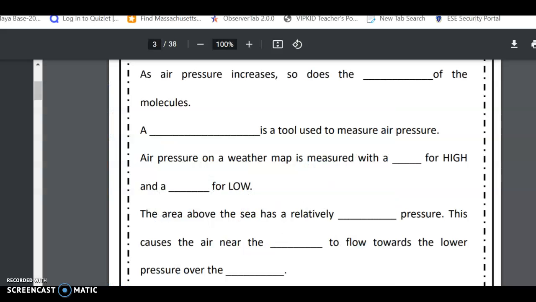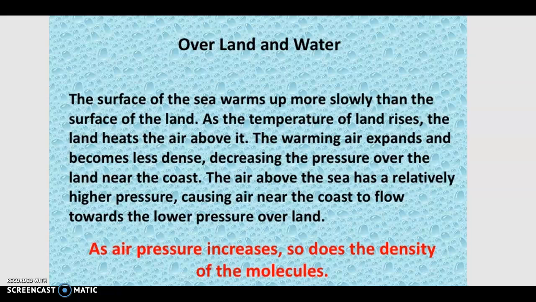So looking back at our notes, air pressure on a weather map is measured with a capital blue H for high and a capital red L for low pressure. Now going back and talking about our convection current above the ocean, the air above the sea has relatively higher, that's your first blank, pressure, causing air near the coast, your next blank, to flow towards the lower pressure over land.